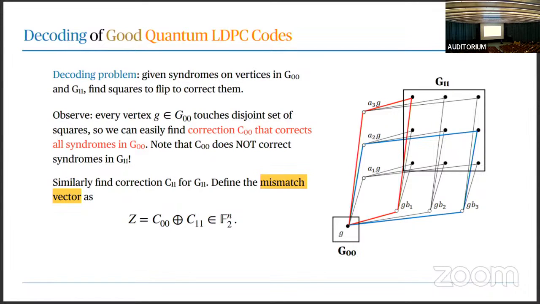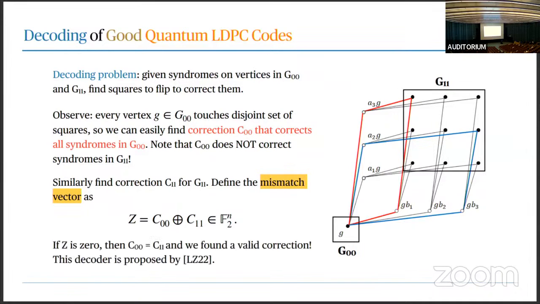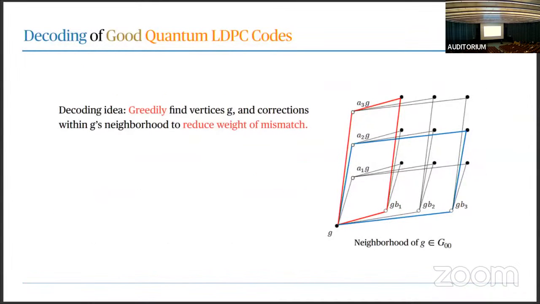So this idea is really captured with this notion of the mismatch vector, which captures how much these two half corrections disagree with each other. And the goal of the decoding algorithm is I'm going to try to reduce this mismatch vector all the way down to 0. Okay. Yes, like I said, if Z became 0 through some procedure, then I have really found two corrections that agree with each other, and therefore they will flip both sides of the syndrome. And this decoder is the mismatch decoder proposed by Leverrier and Zémor in a work later than their quantum Tanner codes paper. Great. So how do I really do this?